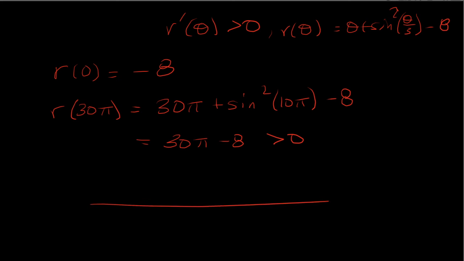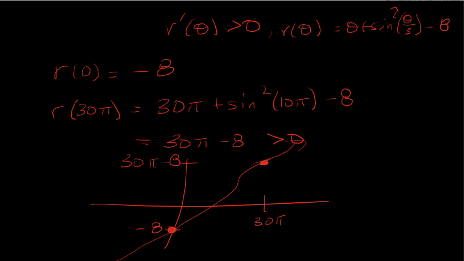So right now I have at 0, -8, and at 30 pi, 30 pi minus 8. We said the derivative's positive, so therefore it's always increasing. And at some point, it's going to hit the x-axis, which is going to be between 0 and 30 pi. And by the intermediate value theorem, there's only one x-intercept.